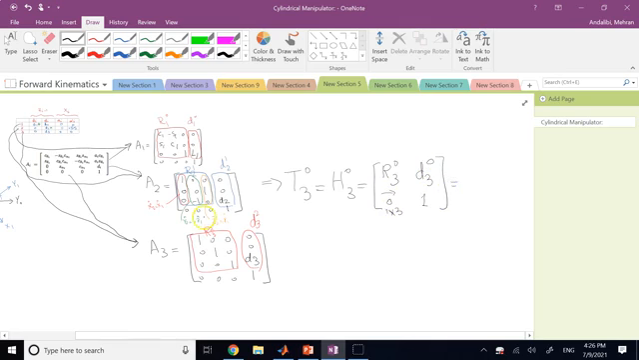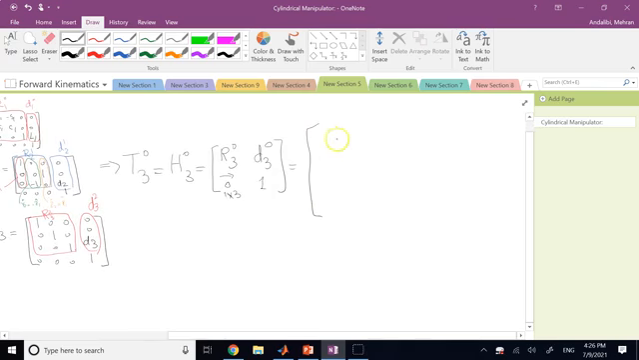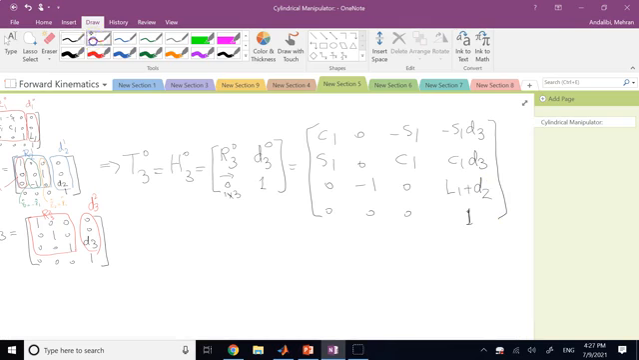Now, if you multiply these three matrices using the symbolic toolbox, the result is going to be C1, 0, negative S1, S1, 0, C1, 0, negative 1, 0, and then negative S1 D3, C1 D3, then L1 plus D2, where in this case actually it is not D1, it's L1 plus D2, because L is that constant length, and then you have a 1. Okay, so clearly this is your rotation matrix, which is only a function of theta 1.